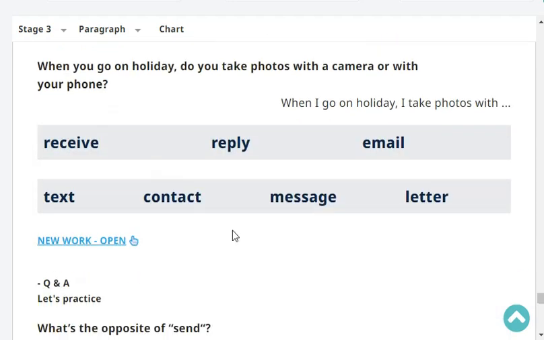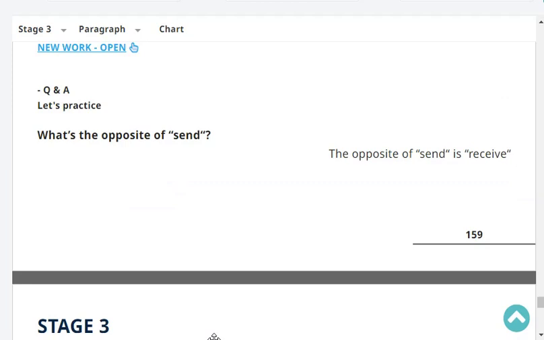Okay, next. When you go on holiday, do you take photos with a camera or with your phone? When I go on holiday, I take photos with my mobile phone. Very good.